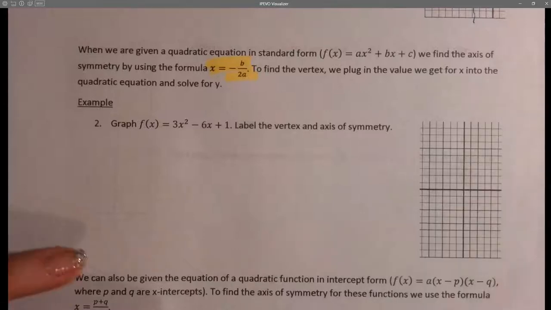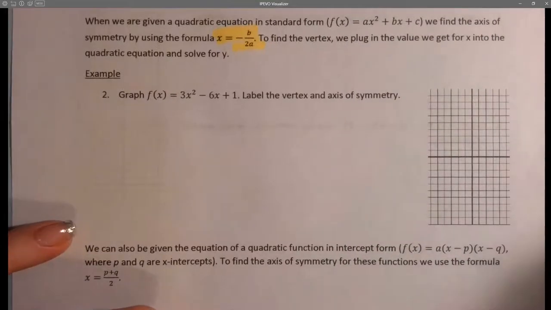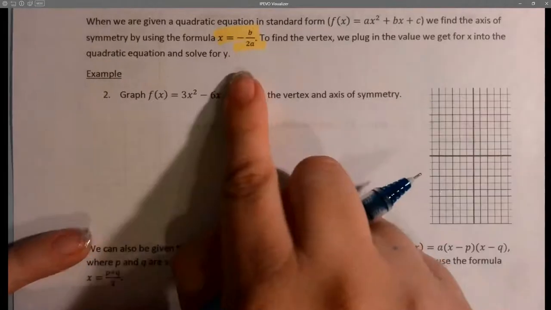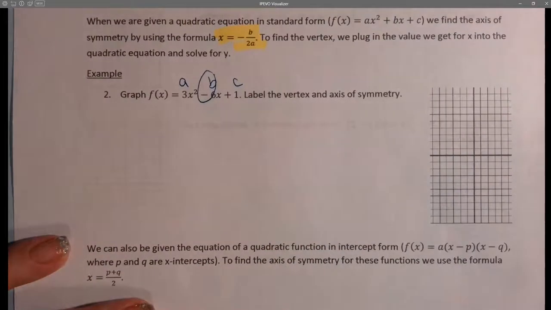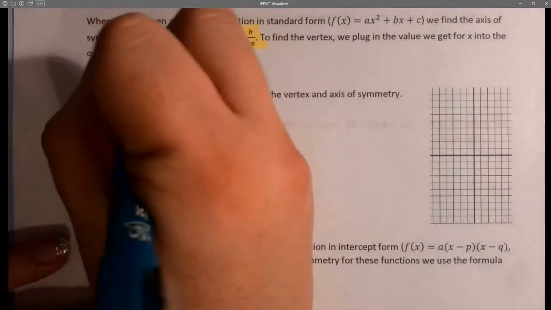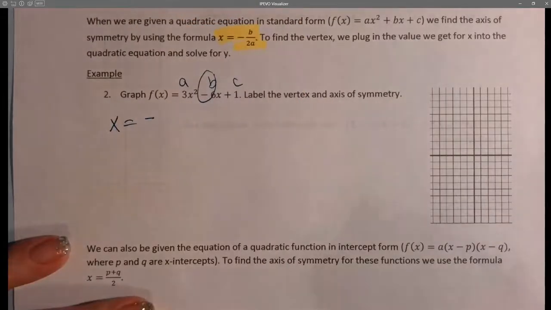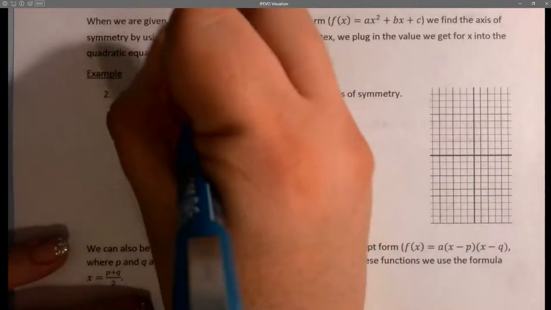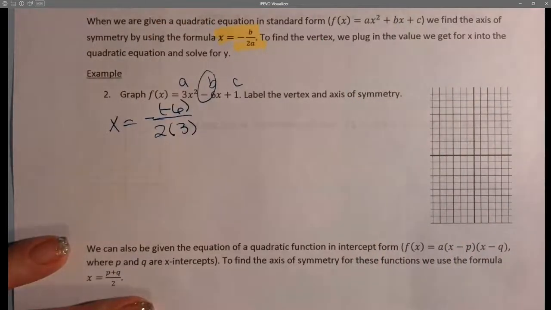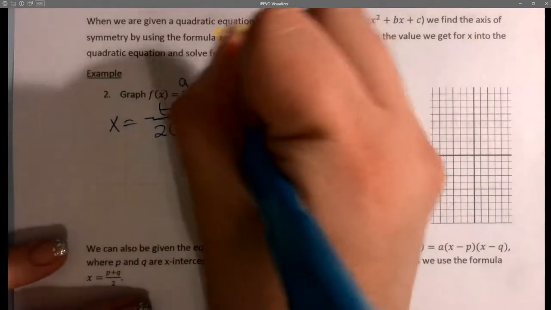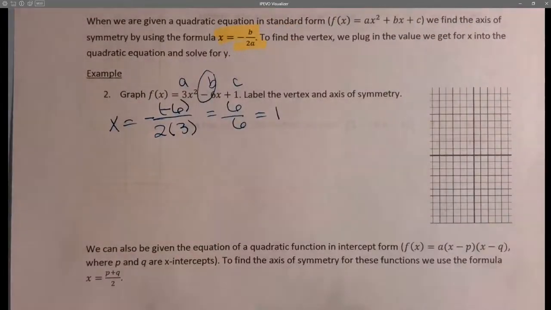So what I want to do here is plug into this equation. Remember, it goes a, b, c. b includes the negative for the 6. So I'm going to plug this in. I have x equals negative from the formula, then -6 from my b value, over 2 times my a value of 3. -6 gives me a +6. 2 times 3 gives me 6. So I get 1 for my x value.